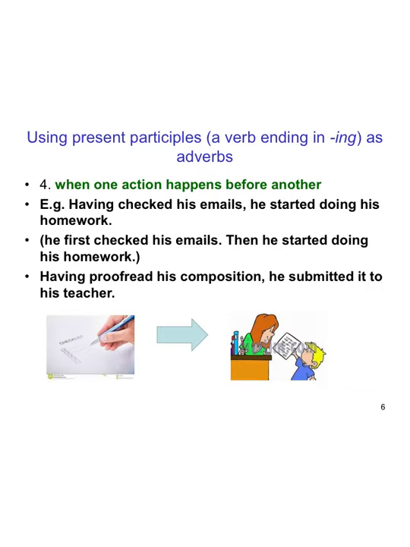4. We use present participles when one action happens before another. For example, having checked his emails, he started doing his homework. So, after he checked his emails, he started doing his homework. After action 1 finished, action 2 started. He first checked his emails, then he started doing his homework.